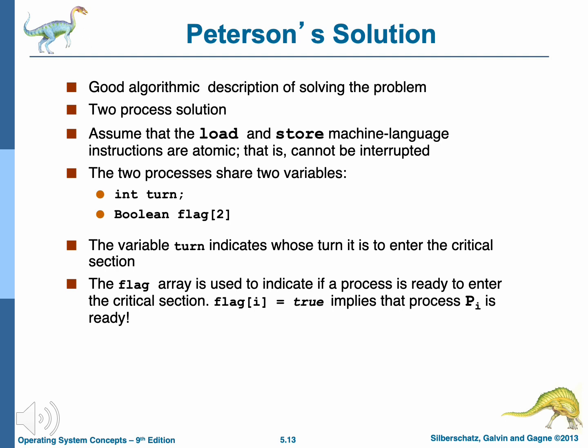The variable turn indicates whose turn it is to enter its critical section. That is, if turn is equal to i, then process Pi is allowed to execute in its critical section. The flag array is used to indicate if a process is ready to enter its critical section. For example, if flag[i] is true, this value indicates that Pi is ready to enter its critical section. With an explanation of these data structures complete, we are now ready to describe the algorithm.